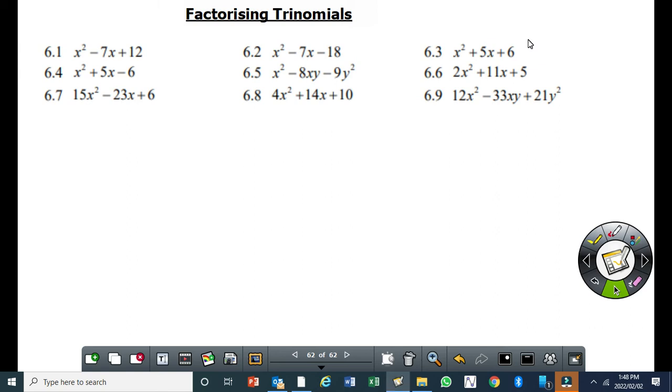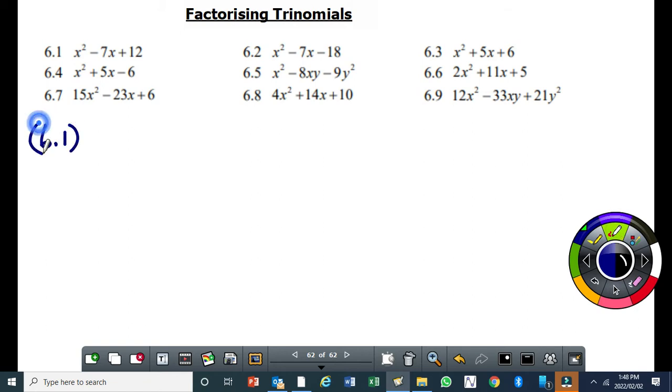Right. Before I start anything, I'm going to choose the first one, 6.1, because it is the simplest. How do I know that it's a simple trinomial? You can only know that it's a simple trinomial if the coefficient of x squared is equal to 1. If the coefficient of the x squared term is equal to 1, then that's a simple trinomial. You should not struggle to factorize it. So we have x squared minus 7x plus 12.